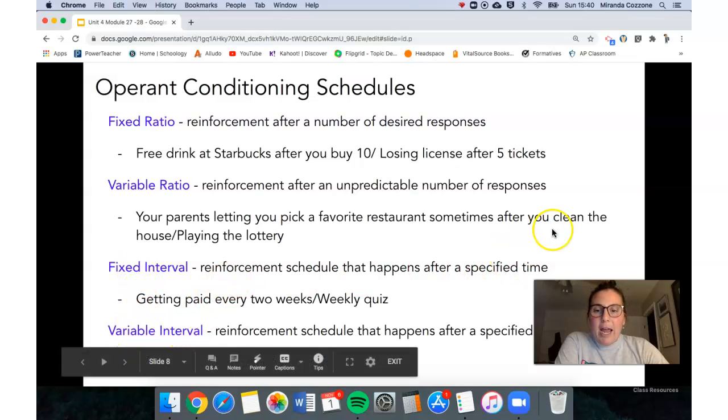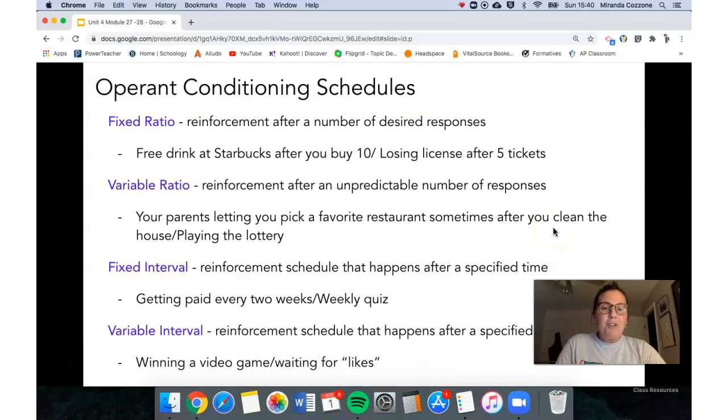Variable interval is when the reinforcement happens after an unpredictable amount of time. So there's no necessarily set amount of time, but every so often there might be something that conditions a specific response. So winning at a video game or checking your phone a bunch of times to see if you have likes. It won't happen every time you do it, but sometimes it will.